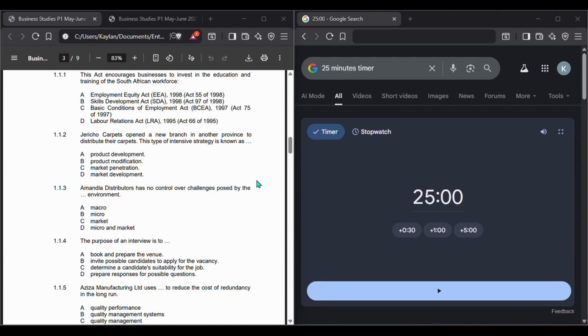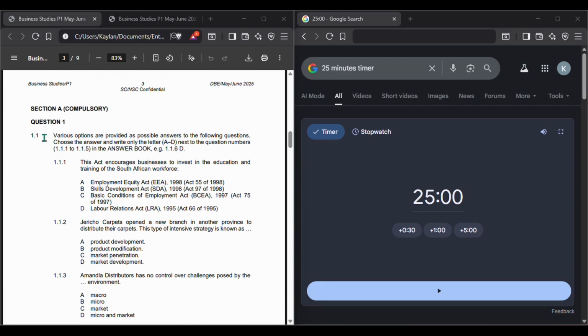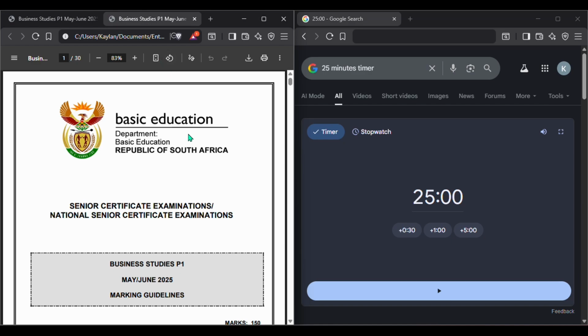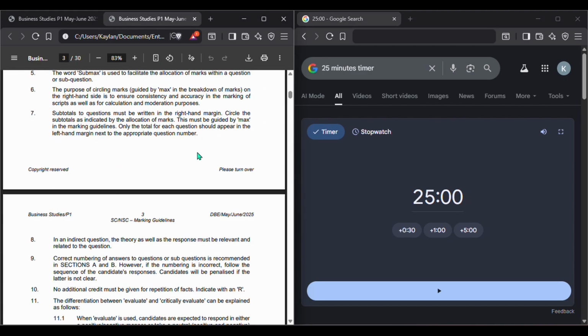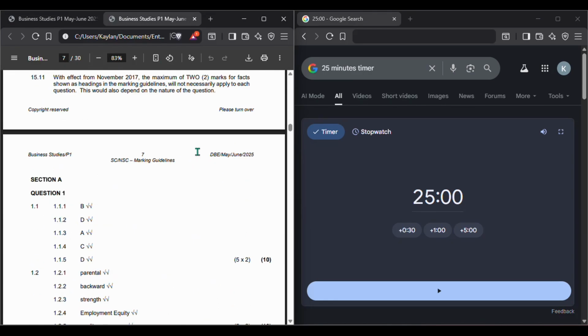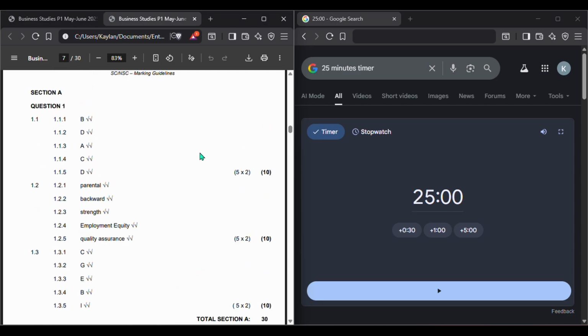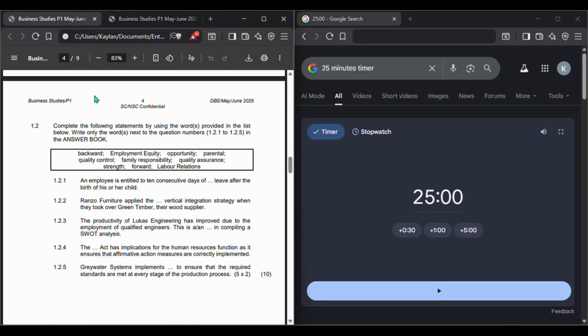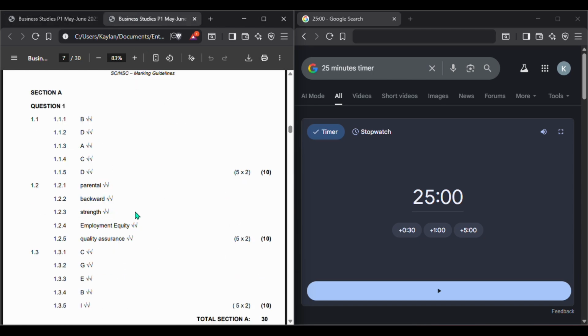So once again, after you've done 1.1.1, you go ahead and check the memo to make sure that what you answered to that question is indeed correct. So 1.1.1 is in fact B and 1.1.4 is in fact C. After you've done that, go over to the next question. Then you start doing 1.2.1. Once again, you do those 5 and then you check if the answers to your questions were correct. And if they were not correct, you go ahead and correct that.